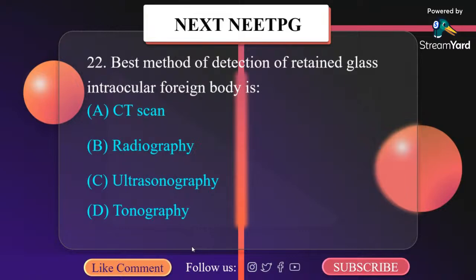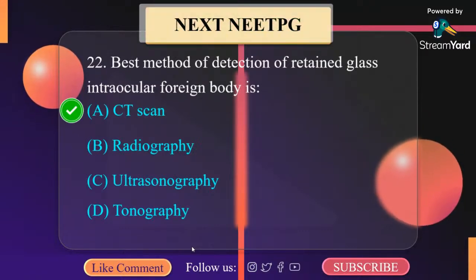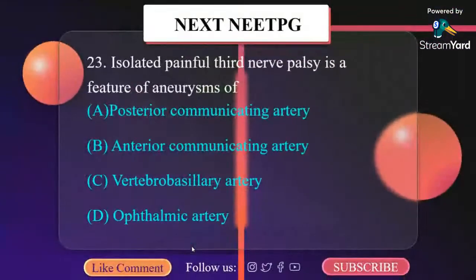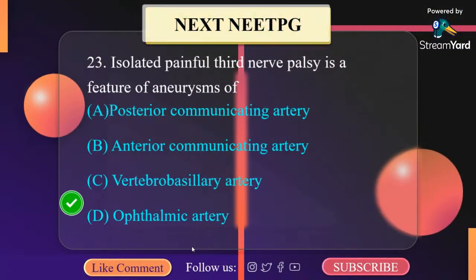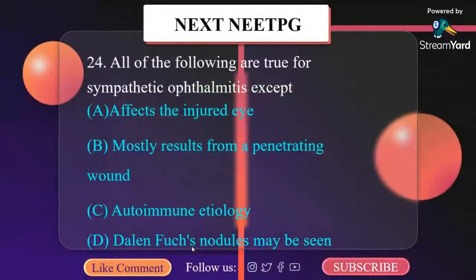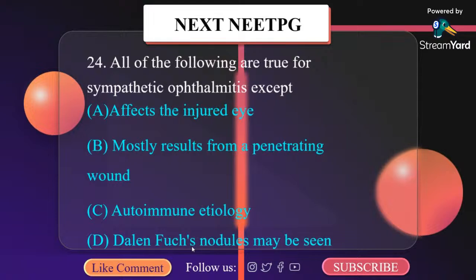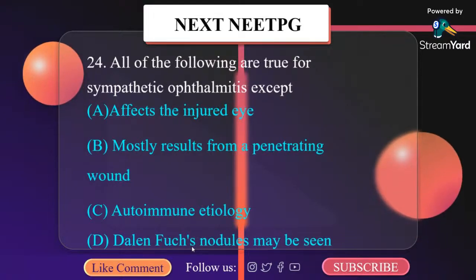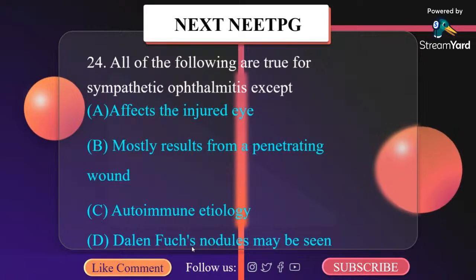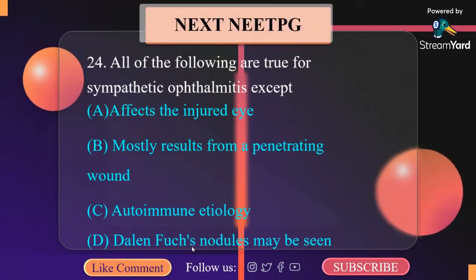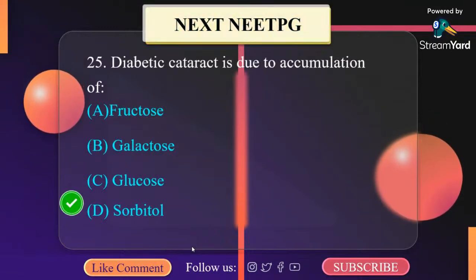Best method of detection of retained glass intraocular foreign body is CT scan. Isolated painful third nerve palsy is a feature of aneurysm of ophthalmic artery. All of the following are true about sympathetic ophthalmitis except: A. Affects the injured eye, B. Mostly results from penetrating wound, C. Autoimmune, D. Dalen-Fuchs nodule may be seen. Except affects the injured eye. It affects the opposite eye. Diabetic cataract is due to accumulation of sorbitol.